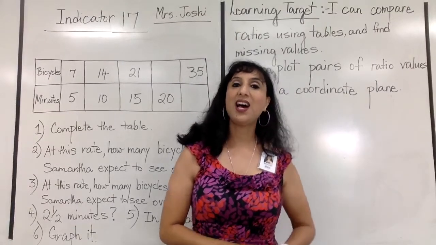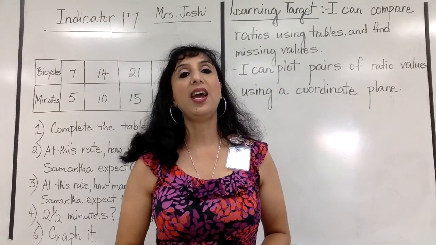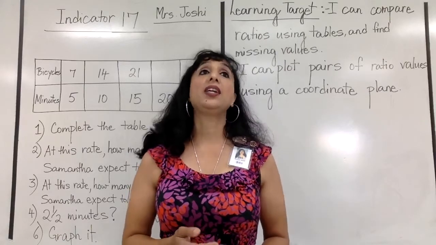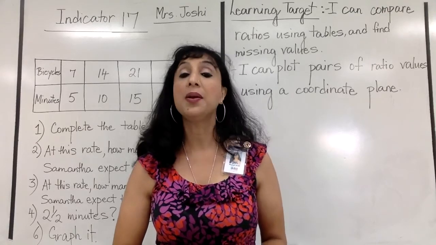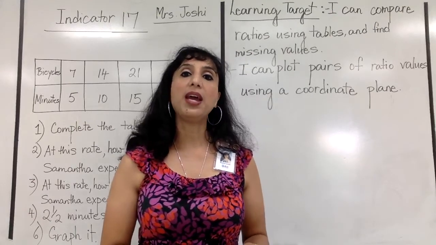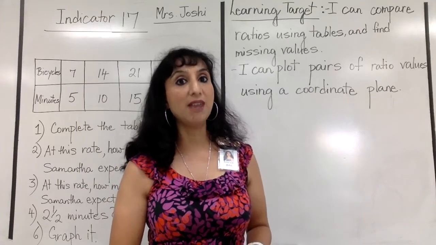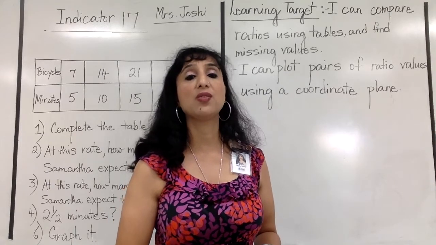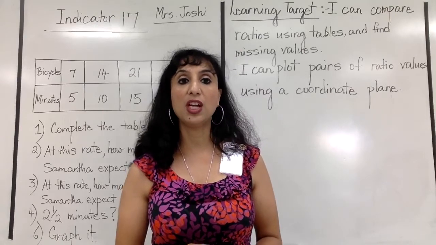Good morning. We are going to be doing indicator 17 today. And this indicator, again, is under unit 5, and unit 5 comprises indicators 15 through 20. You can see the learning target: I can compare ratios using tables and find the missing values, and then I can plot pairs of ratio values using a coordinate plane. So these are my learning targets over here.